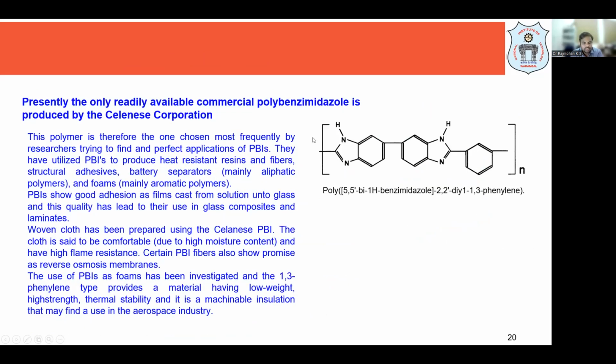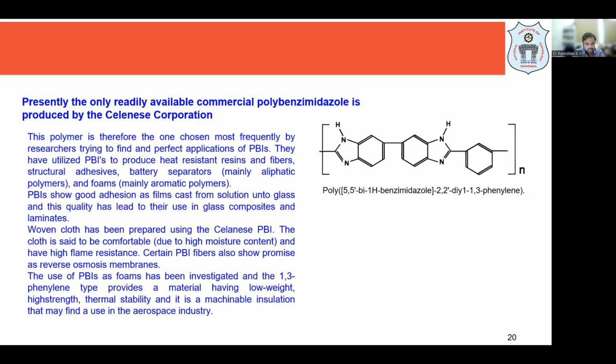So this is one of the presently available, commercially available polybenzimidazoles, which is produced by the Celanese Corporation. This is poly[5,5'-bi-1H-benzimidazole-2,2'-diyl-1,3-phenylene]. This is the structure of this polybenzimidazole, one of the commercially available ones, m-PBI. Now, this polymer is the one chosen most frequently by researchers trying to find applications of this PBI.